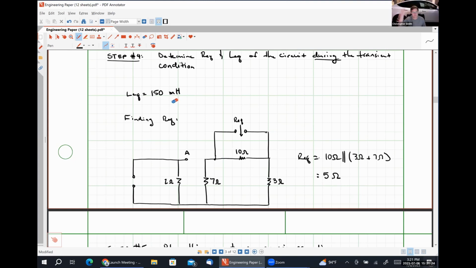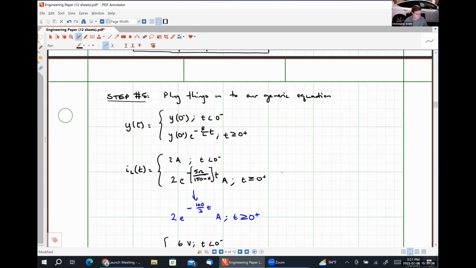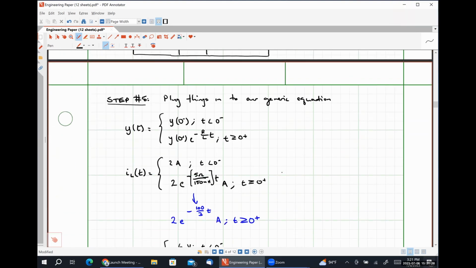Yep. Okay. So for this last step, we are literally just taking the results of our previous steps and plugging it into this generic equation. That's all we're doing. No new analysis or anything like that. We're just taking the stuff that we already found and plugging it in.